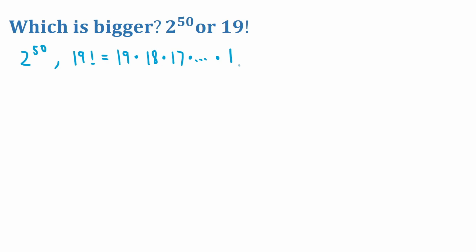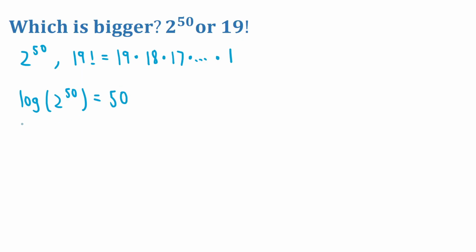So what we can do is take the logarithm of base 2 of both expressions and compare the log of both expressions instead. I'm just going to write it as log, but keep in mind that when I say log from now on, I mean the log of base 2 and not base 10. So if we take log base 2 of 2 to the 50, we just end up with 50.